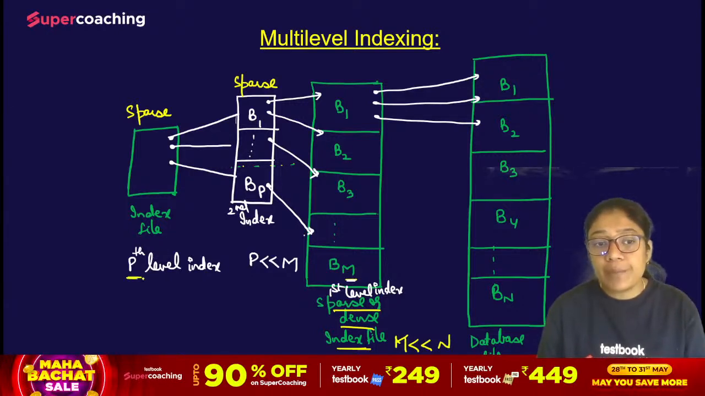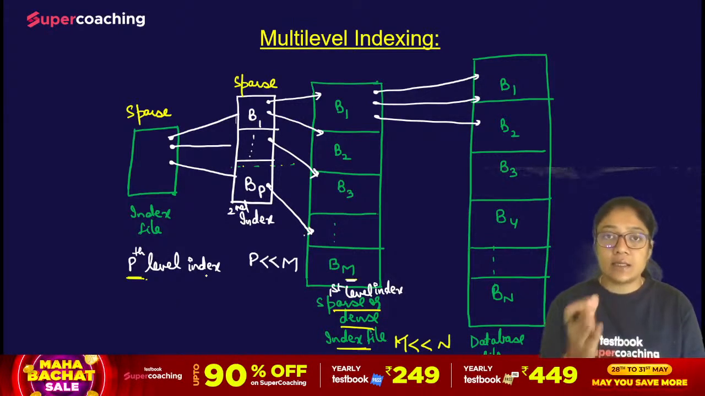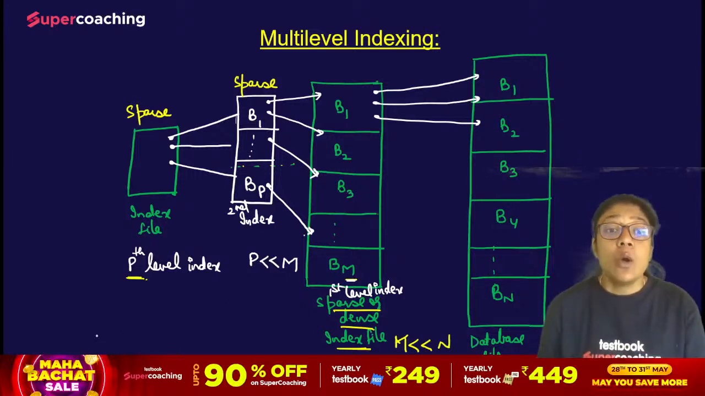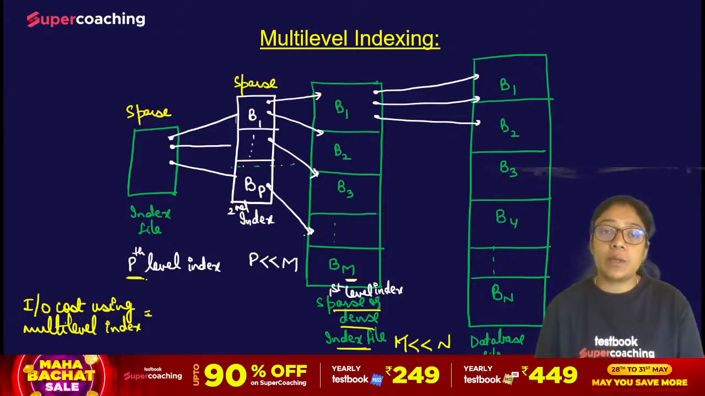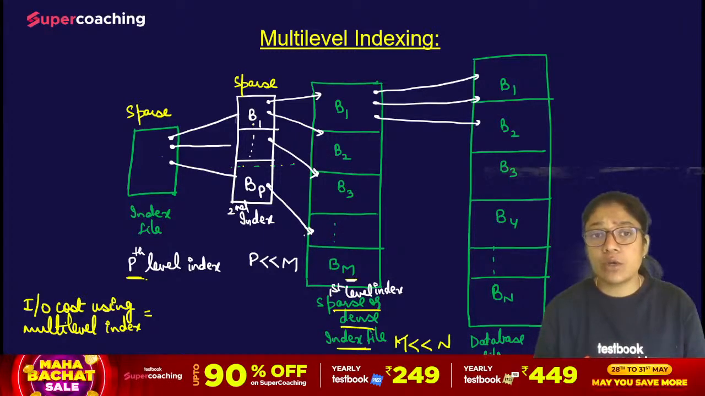Let us assume that we have p levels of index. If the index file is built in p levels, then what will be the IO cost using multi-level indexing? That means how many blocks do we have to transfer from secondary memory to main memory? First of all, this block is there. On the basis of this, we will be transferring one block, then a second block. So it depends on the number of levels.